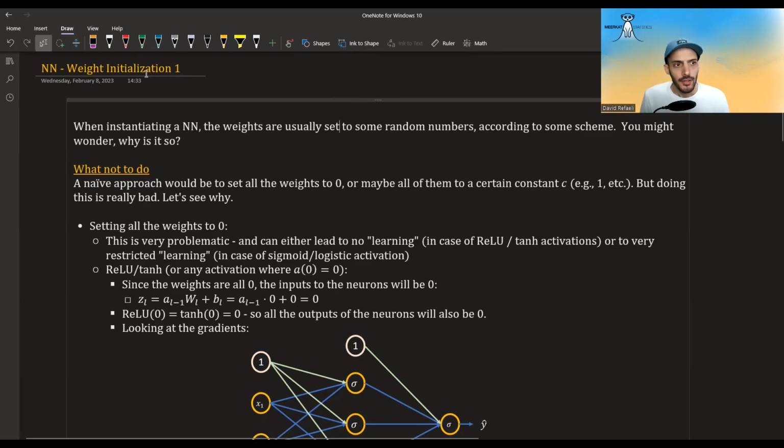Hi guys, in this video I'm going to talk about weight initialization in neural networks. When you instantiate neural networks, the weights are usually set to some random numbers according to some scheme. And you might wonder, why is it so?